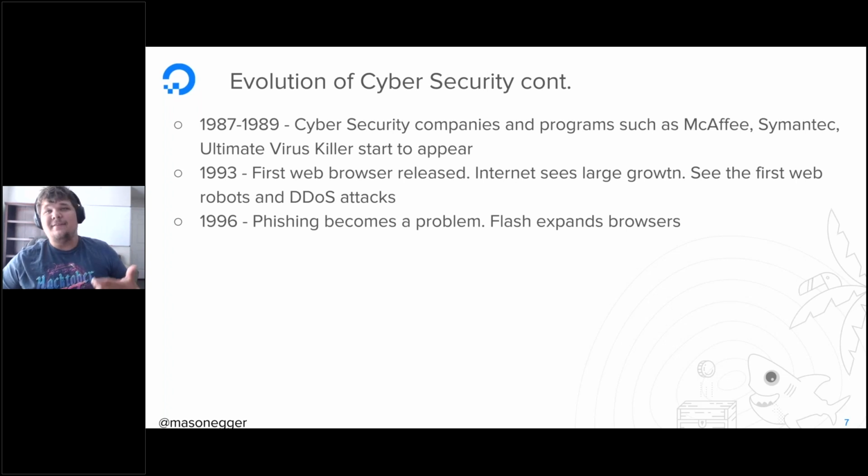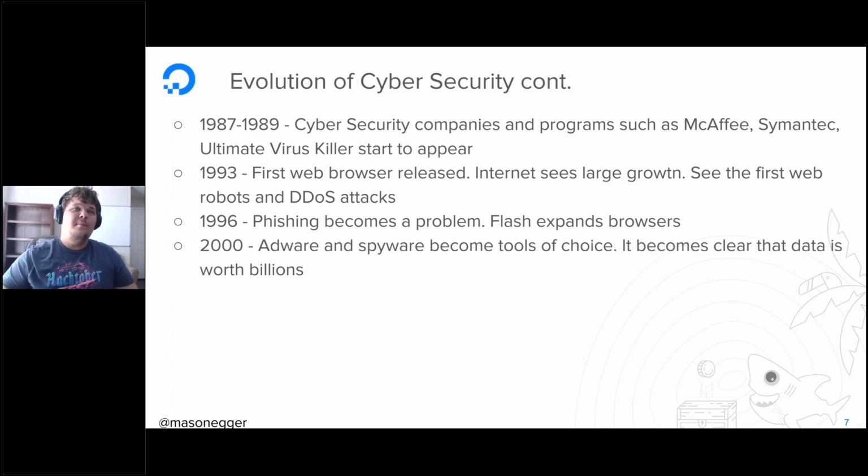In 1996, phishing becomes a problem. Flash expands into the browsers, which, as we mentioned in our previous slides, introduces animation, music, and other features into the browsers, making them a lot more fun and interactive, but at the same time brings a lot of flaws, bugs, and vulnerabilities into them and starts to really mess things up. Adware and spyware become the tools of choice.